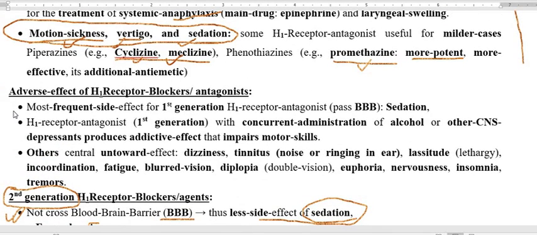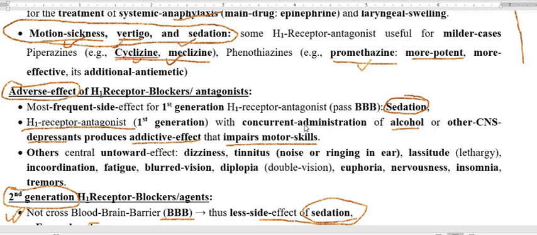Now we have to go through the last point under the H1 receptor blocker, antagonist or inverse agonist, which is its adverse effects. We already discussed them, but again we are going to discuss it. This is going to produce sedation, particularly with the first generation H1 receptor blockers. In addition, when we use an H1 receptor antagonist along with alcohol, along with CNS depression, they are going to produce an additive effect and impair motor skill.